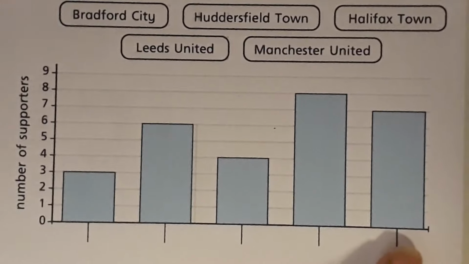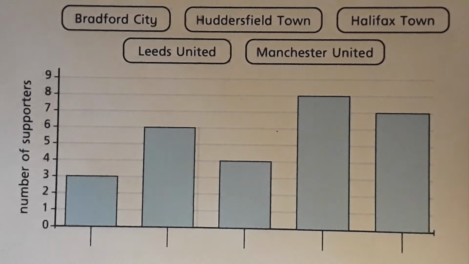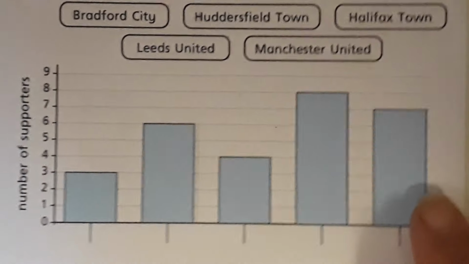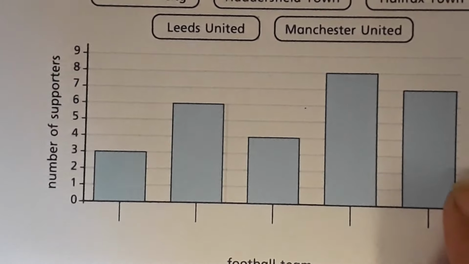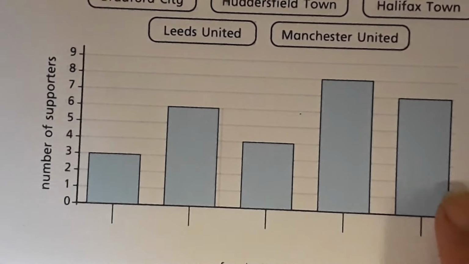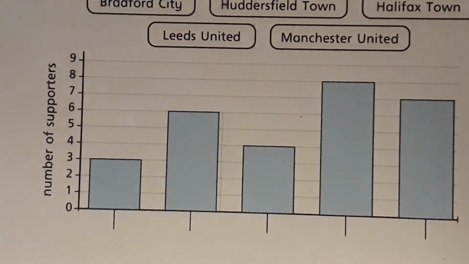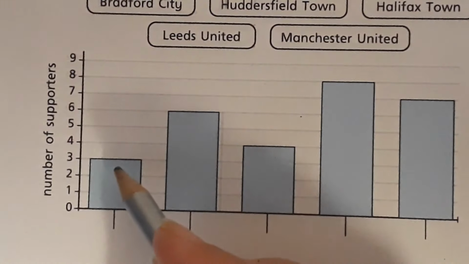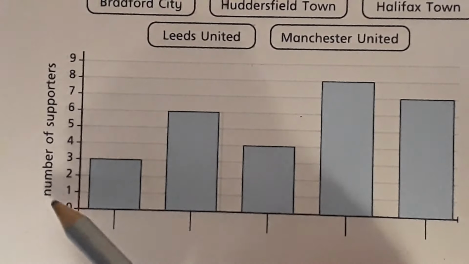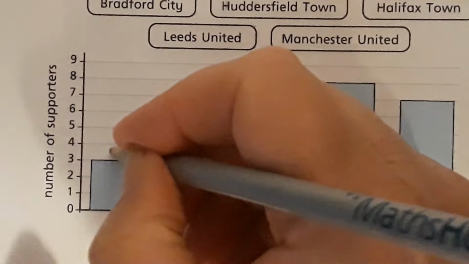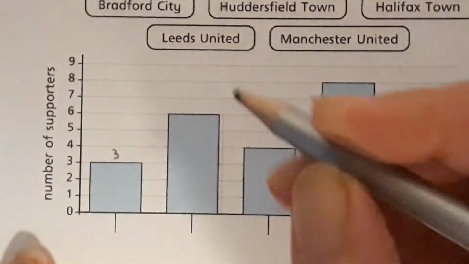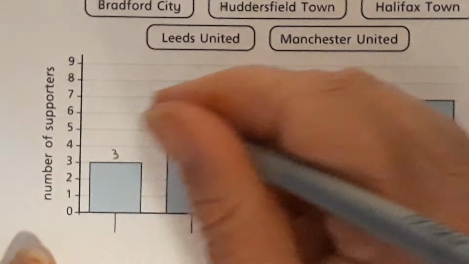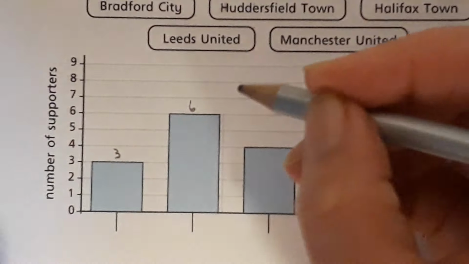Right, so the most important thing is not to panic. Here we have the number of supporters going up the side, and the missing names of the football teams. I suggest that you write the value of the bar to help you. So this bar is actually going up in ones, which makes it really easy. So that bar is worth 3. That bar is worth 6.